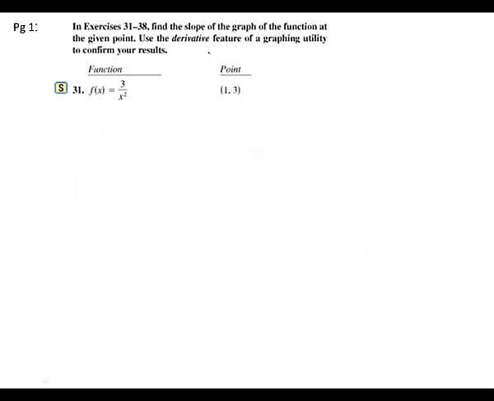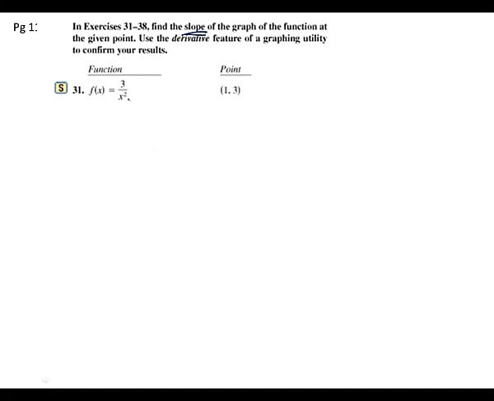All right. Find the slope of the graph of the function at the given point. We're not going to use the calculator at all tomorrow. Okay? So there's no calculator problems. It's all by hand, so the numbers are nice. Okay? So to find the slope, we need to take the what?